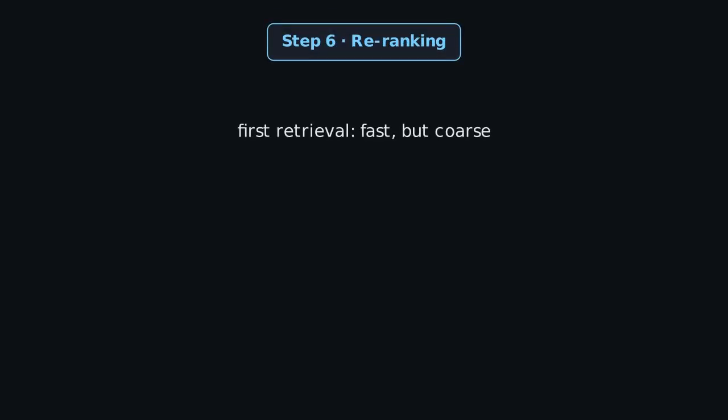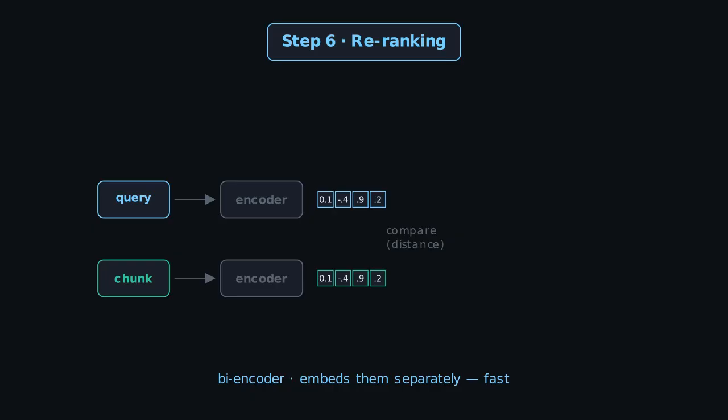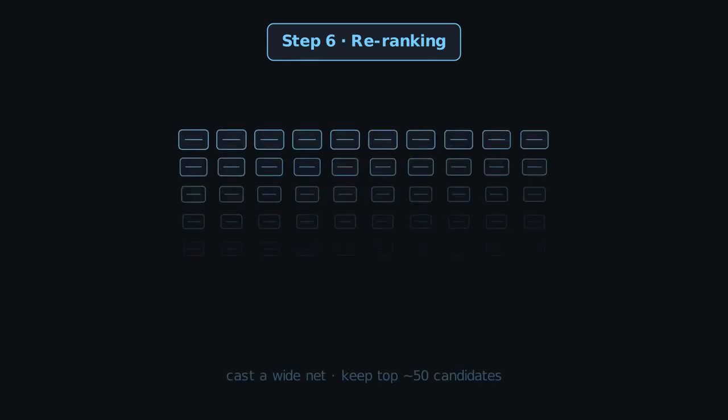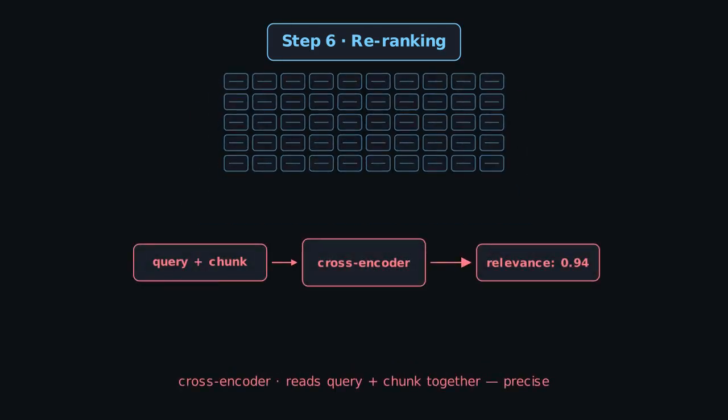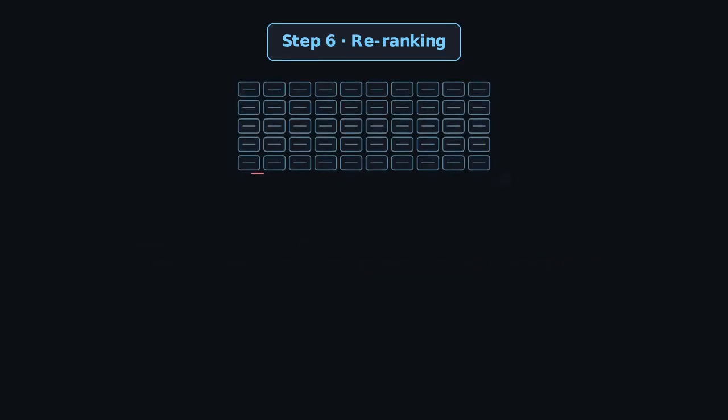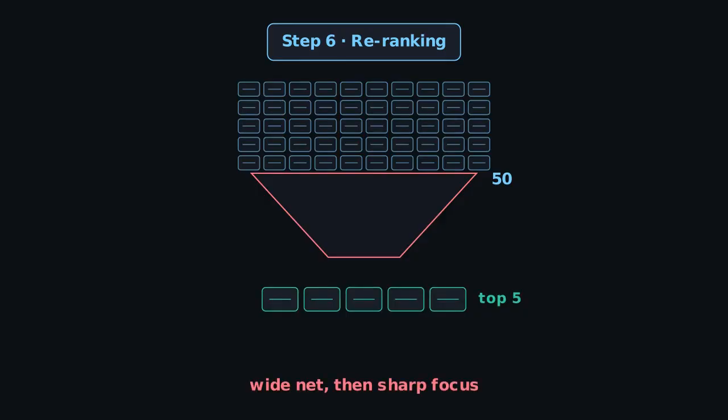Step 6. Re-ranking. That first retrieval was fast, but a little coarse, because it used a bi-encoder, which embeds the query and each chunk separately and never compares them directly. So we deliberately cast a wide net, pulling in maybe the top 50 candidates rather than just 5. Then a cross-encoder rereads each candidate together with the query in a single pass and scores true relevance far more precisely. It's much slower, so we only run it on those 50 finalists, then keep the very best handful, say the top 5. Wide net first, then sharp focus.